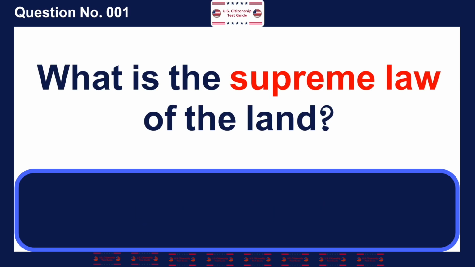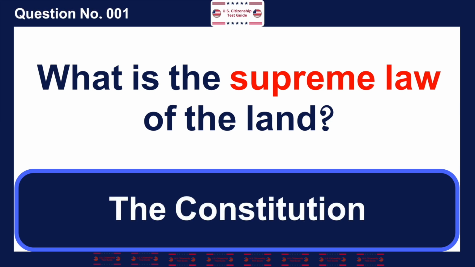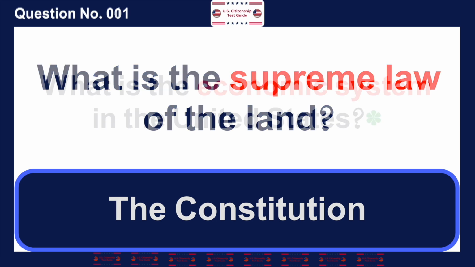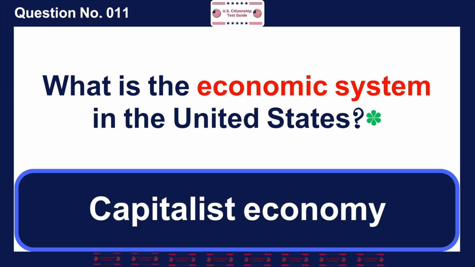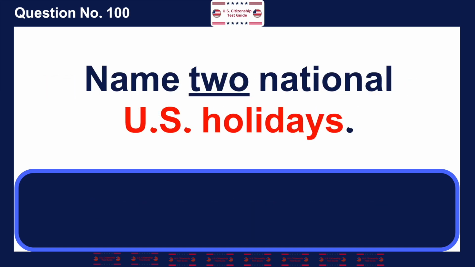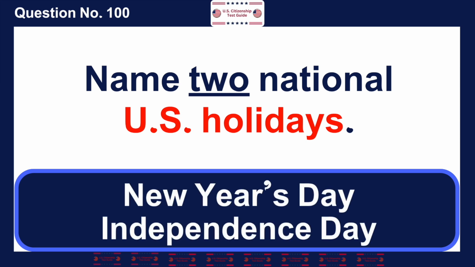What is the supreme law of the land? The Constitution. What is the economic system in the United States? Market economy. Name 2 national U.S. holidays. New Year's Day. Independence Day.